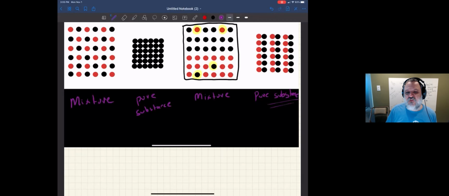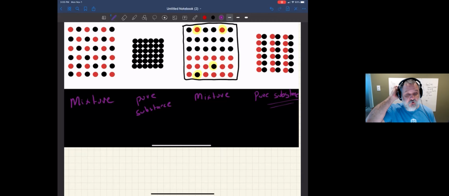And so once you start talking about what a molecule and a compound is, you realize that this is a compound. It's got 2 different types of atoms in it, but it's still a collection of red-black units. And because it's a collection of red-black units and nothing else, it's a pure substance.